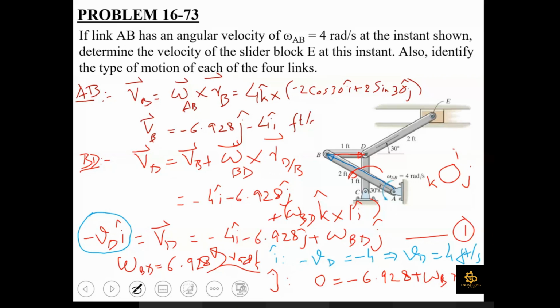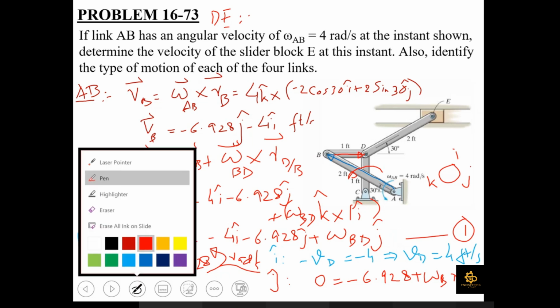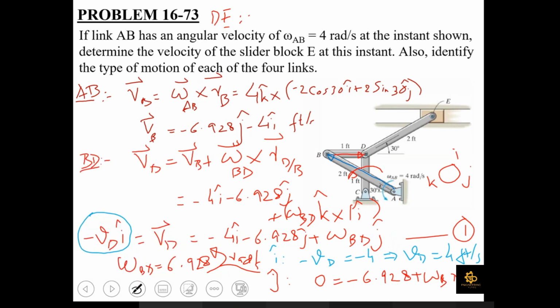Velocity of E. Basically, we need to find out the velocity of E. For finding the velocity of E, since link DE is in general plane motion, we are going to apply the relative velocity equation on link DE. So I am writing on the top since there is less space. For link DE, we are going to apply the general plane motion equation, the relative velocity equation.